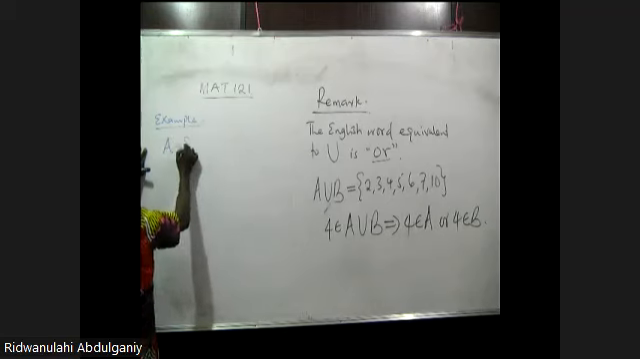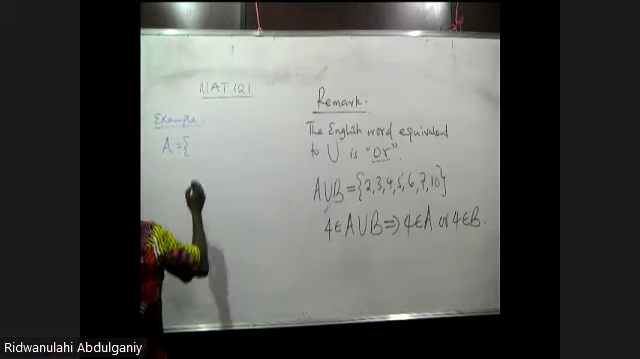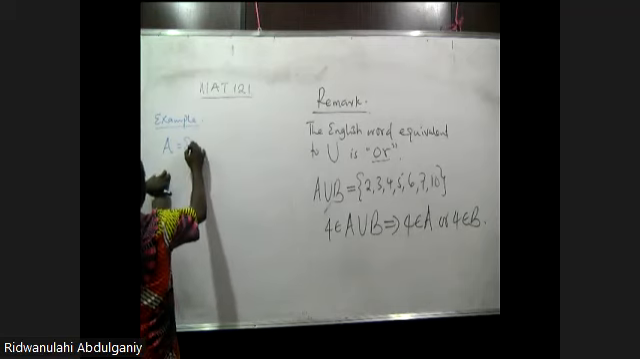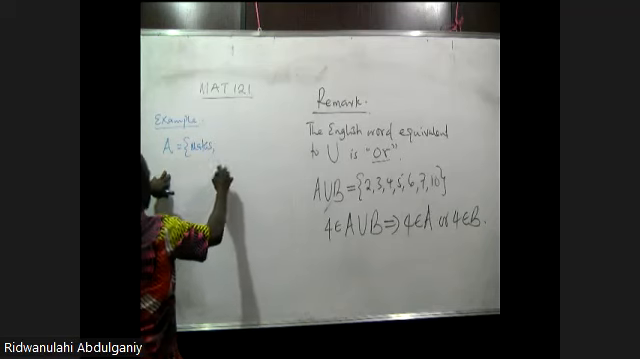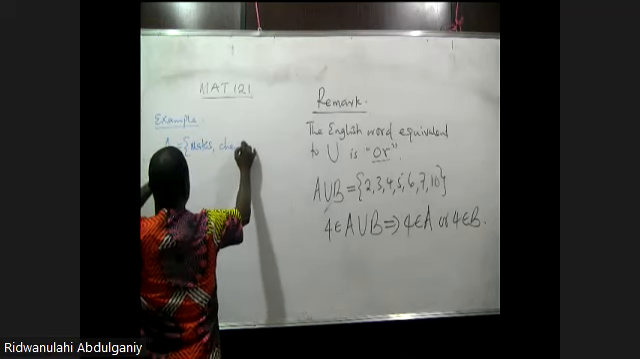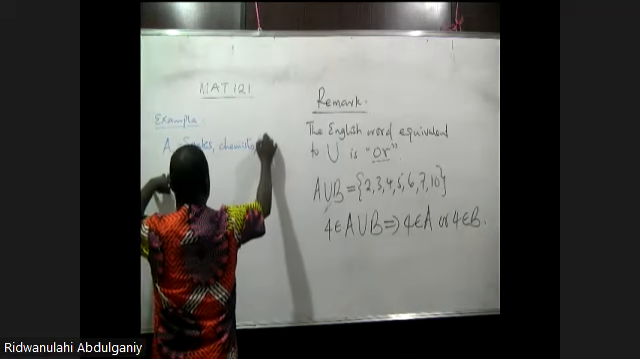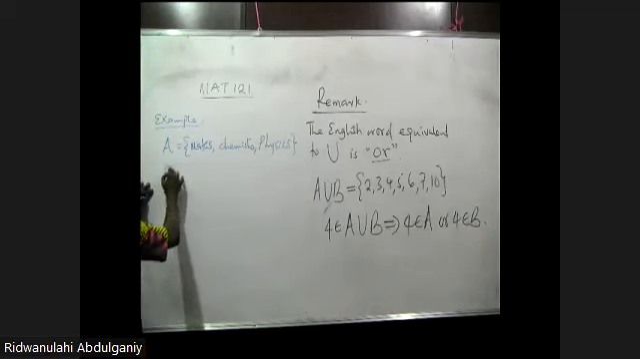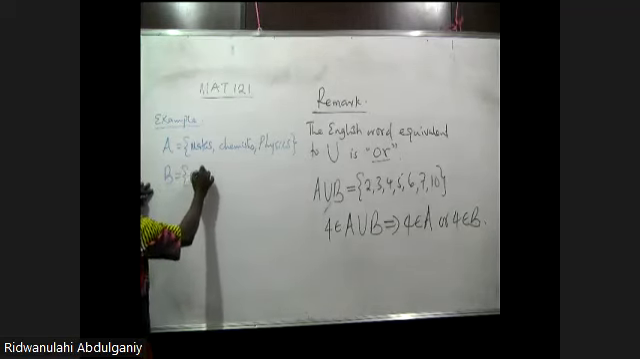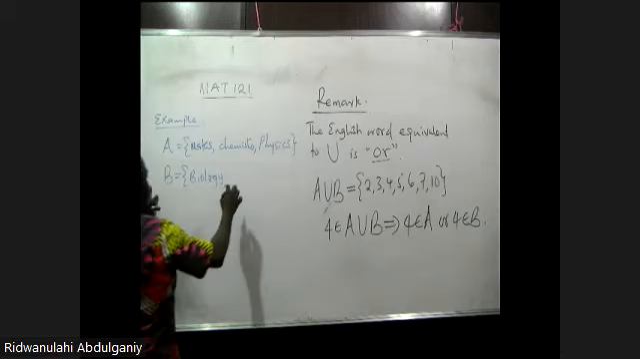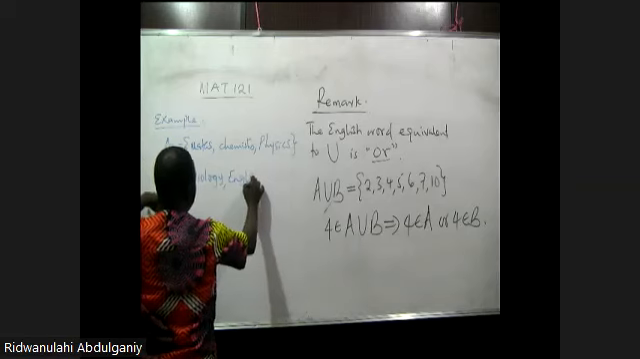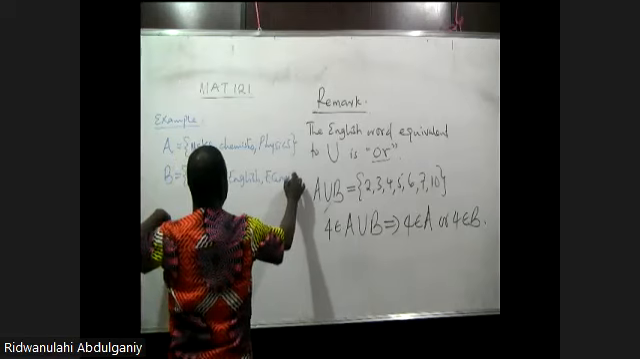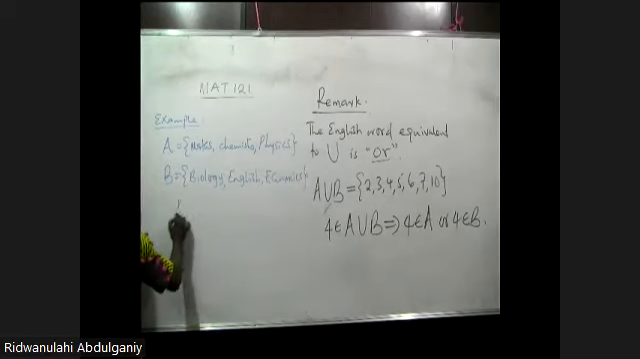Set A, we have say mathematics, chemistry, we have physics. B, I have biology, I have English, I have economics. What is A union B?